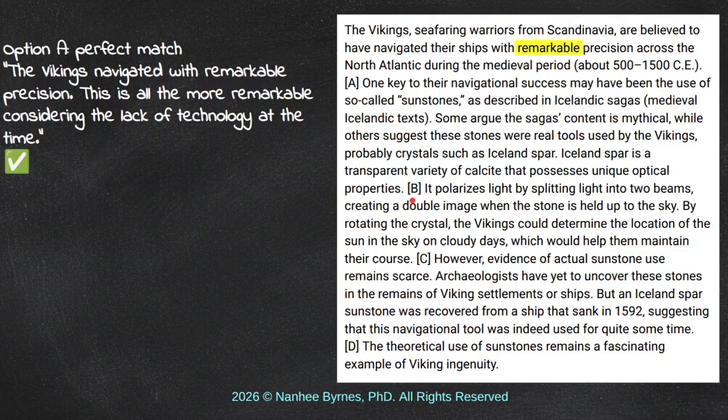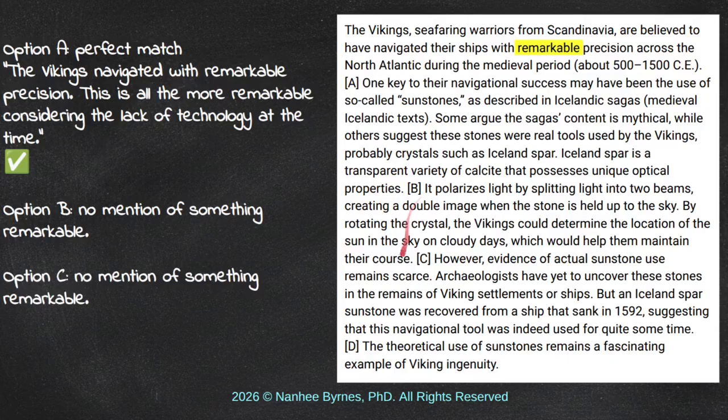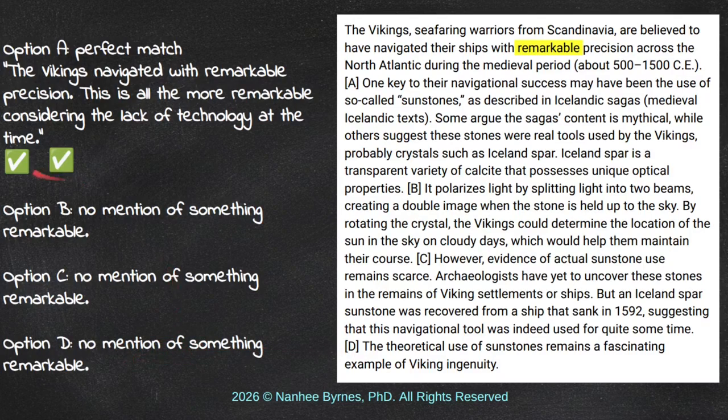Now, let's quickly check the other options to be sure. Before B, the text talks about Iceland spar and its optical properties. There is no mention of anything being impressive or remarkable. Before C, the passage explains how the crystal helped determine the sun's location on cloudy days. Again, there is no direct statement that this is remarkable. Before D, the text says the sunstone was used for a long time. There is still no mention of remarkable skill or impressive achievement. Since only A directly mentions something remarkable, and our target sentence clearly refers back to that idea, the correct answer is A.